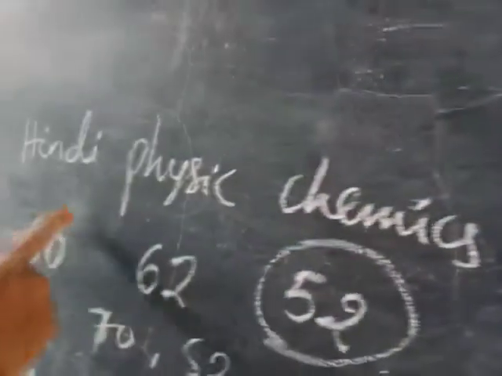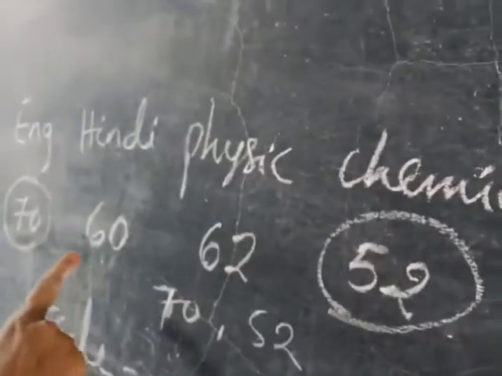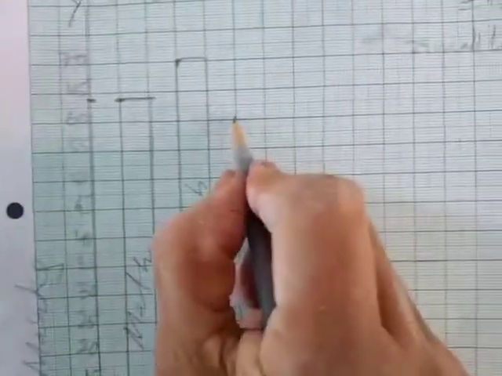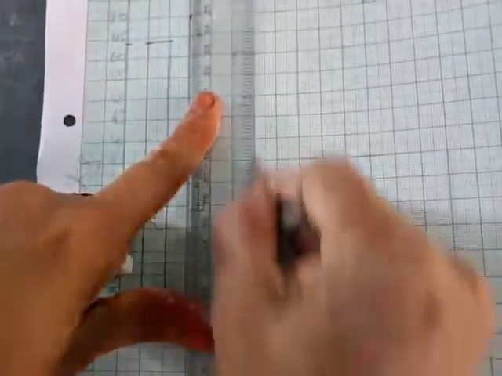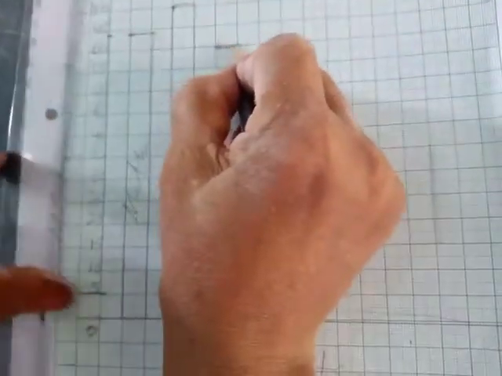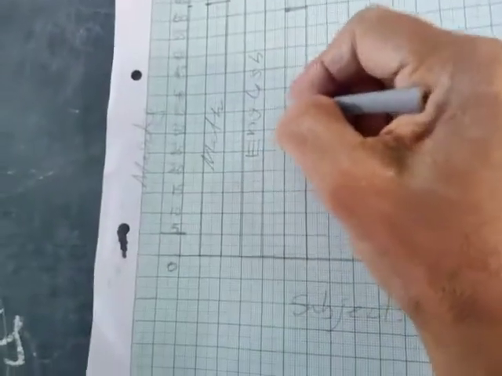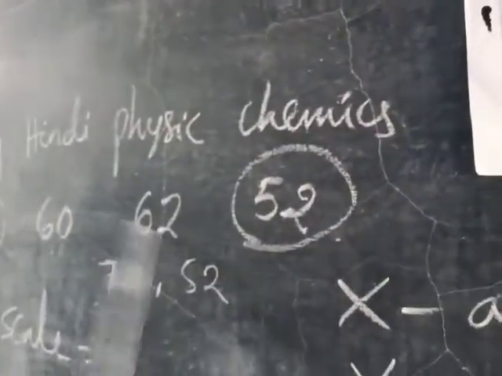Next, what subject is there? It is Hindi. How much is Hindi? 60. Where is 60? Here it is 60. So you have to write Hindi. According to this box, you can understand which subject has more marks, which subject has fewer marks, and how many marks were got in each subject. You can easily understand. This is called a bar graph.